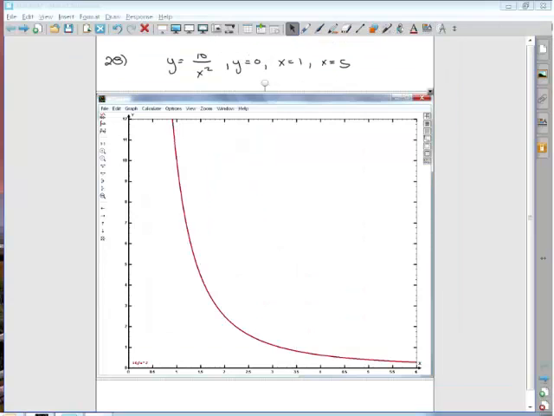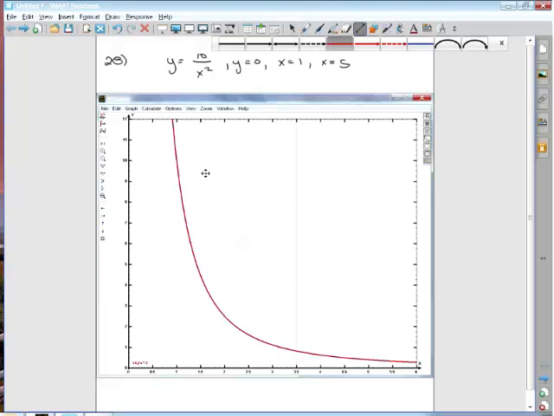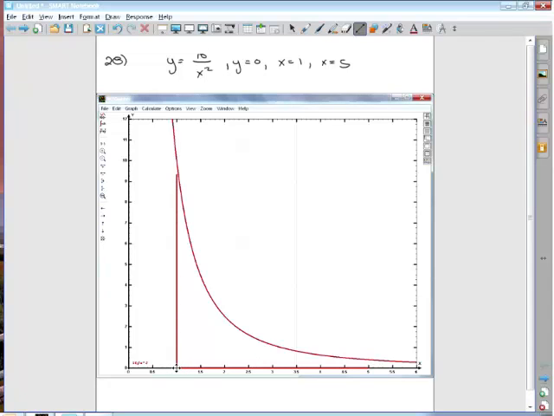Okay, we're going to do problem 28. These are the equations and lines that define the boundary. So I put in one of them, which is the curve. I'm going to put in the other boundary. So we have y equals 0, we have x equals 1, and we have x equals 5.